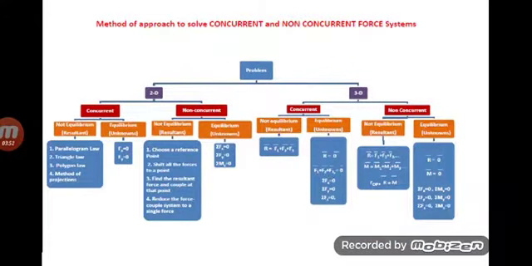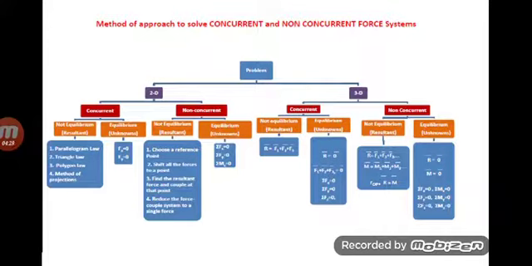Next, method of approach to solve concurrent and non-concurrent force systems. How do we solve these concurrent and non-concurrent force systems? That is what this method covers. First consider 2D. In 2D concurrent, to find the resultant, there are four methods. First one is the parallelogram law, second the triangle law, third the polygon law, and fourth the method of projections. You can use any of these methods according to your problem and find the resultant.